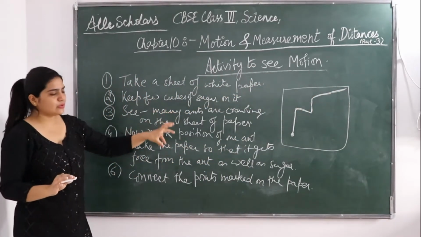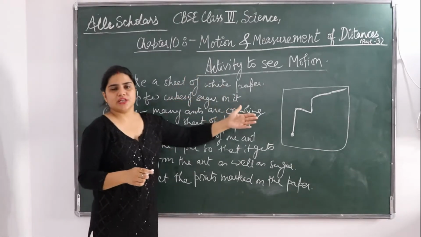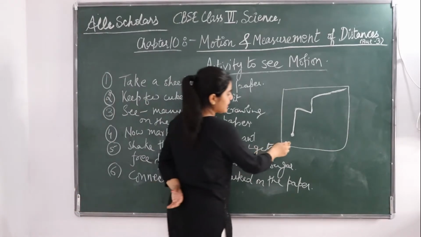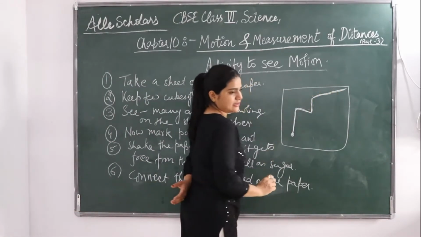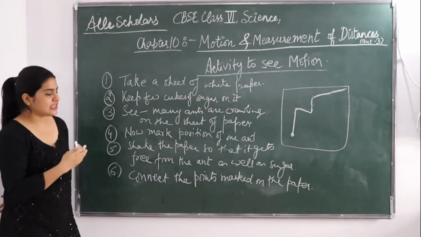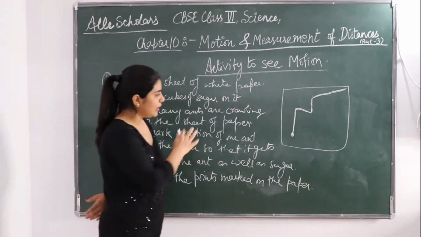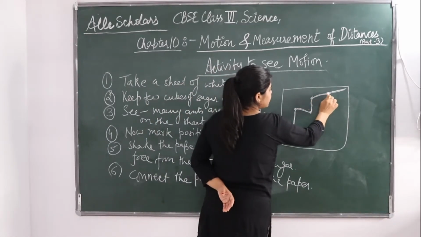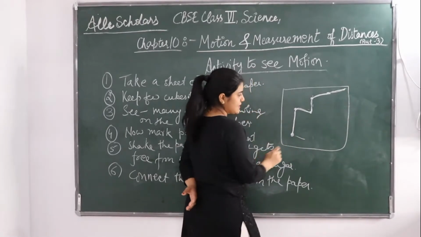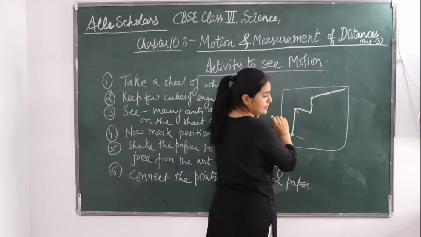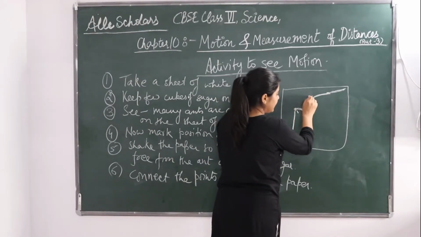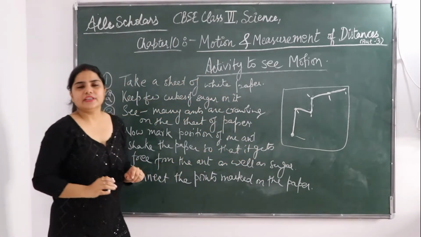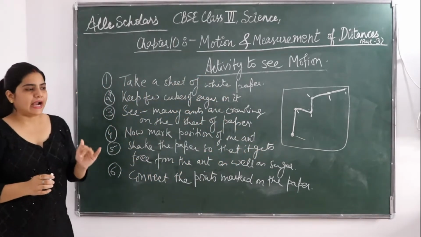This activity is showing you that the ant has motion, it has movement. The ant is moving and its position is changing with time. The position of the ant is changing with particular time. So each point you have marked shows the change in position. Firstly the position was here, then the position of the ant is here, then here, then here, then here. So with respect to time, the position of the ant is changing.